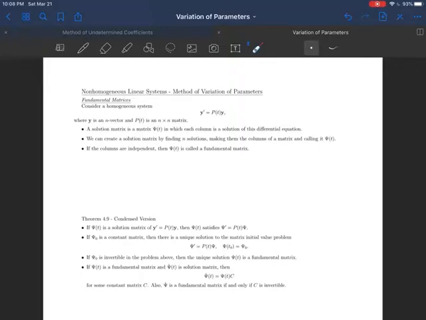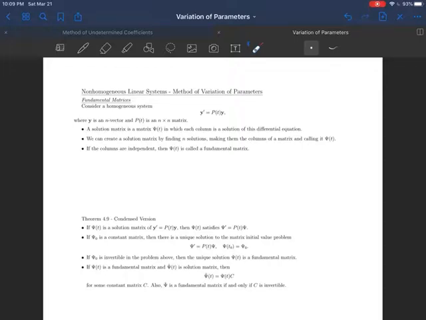So this is going to be a tool that we'll use and that will actually form the major portion of the formula that we wind up with when we're doing the method of variation of parameters. So the starting point here is a homogeneous system, so y prime equals P of t y, where y is an n vector and P of t is an n by n matrix. So a solution matrix is just one that's made up of columns that are all solutions to this differential equation. If we happen to find n of them, then we will have n columns that have n rows, and that will make an n by n matrix, which is the ideal situation.